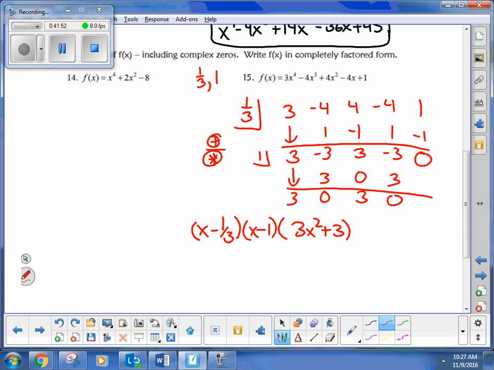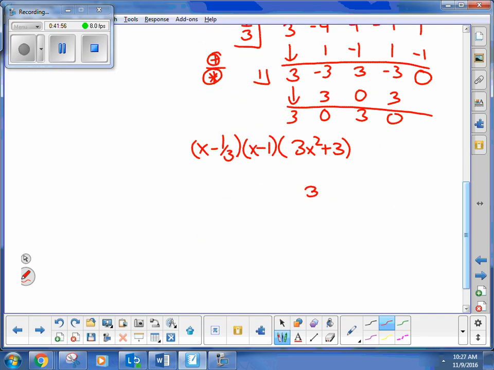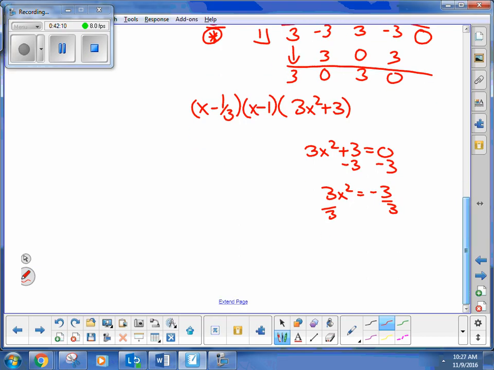Now, we have the benefit, just like the last problem, that this one has no b value. So to discover the zeros on that one, all we need to do is set it equal to 0. So we're going to subtract by 3, subtract by 3. We'll get 3x squared is equal to -3. Divide by 3, divide by 3. And we isolate our x squared to the value of -1. When I take the square root, we have x is equal to plus or minus I.